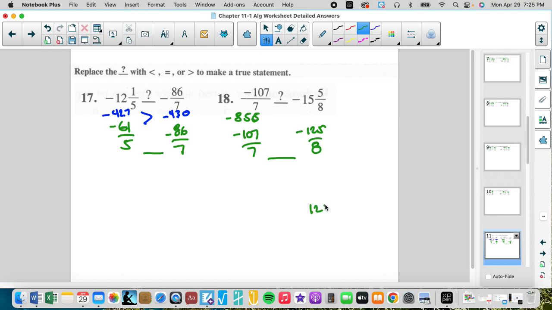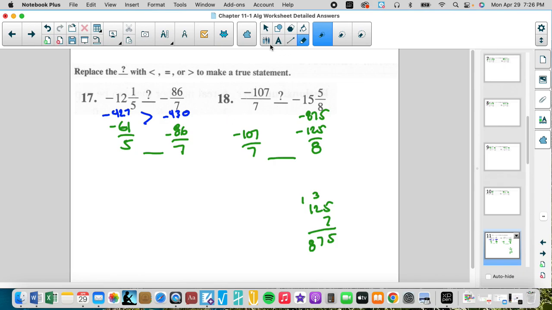So 125 times 7 is 35, 14, 5, 14. Oh, why do you keep doing that? 7, 14 plus 3 is 7. 14, 7, 8. So that's negative 875. Let's go and do this one over again. I'm not certain on that one.